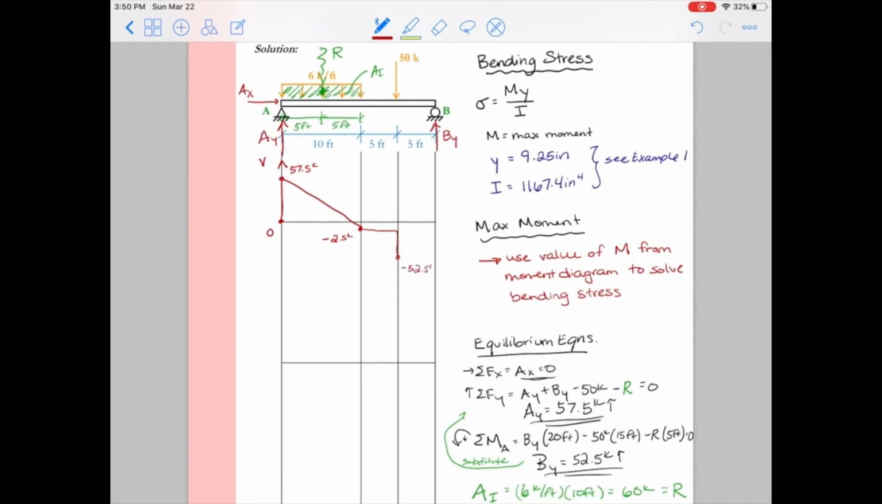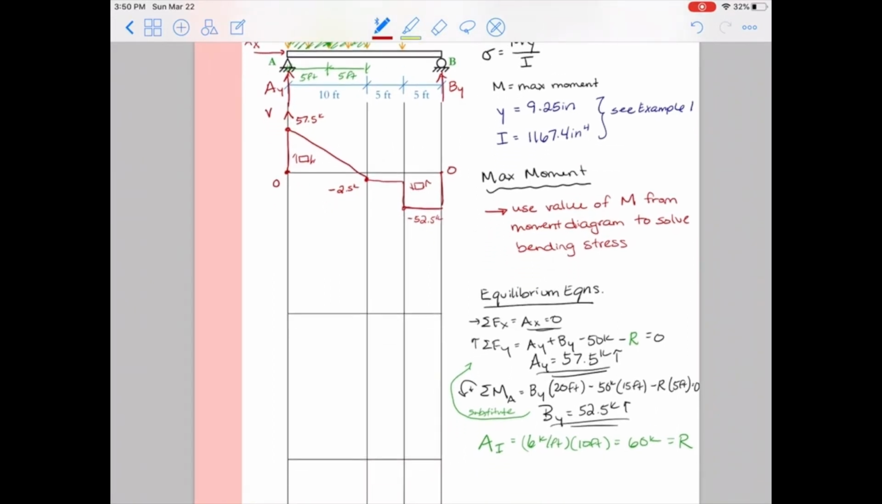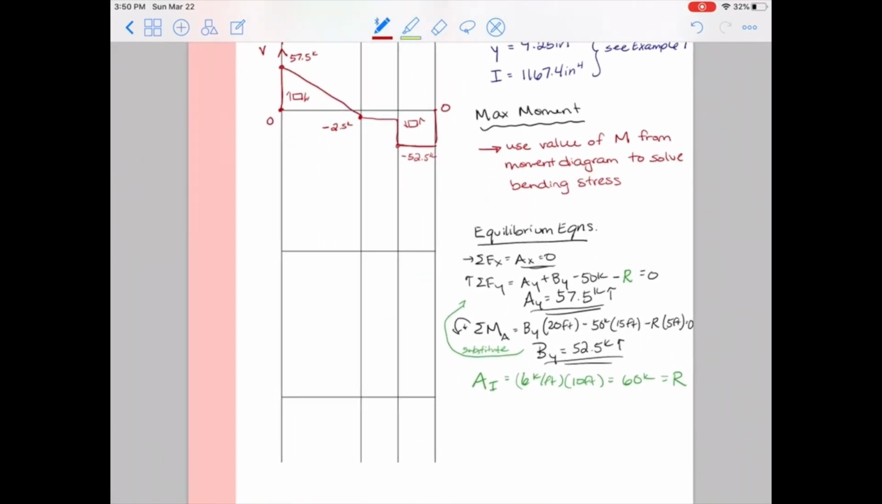And then at 15, I drop 50, so negative 2.5 minus 50 gives me negative 52.5 kips. And then I get to By, and that pushes my shear diagram back up to 0. Let me add my sign convention in here for my shear diagram, and I now have the shear complete. Now we didn't really need the shear diagram to solve this problem, except we need to know what the max moment is. So we're going to use the shear diagram now to calculate the max moment.